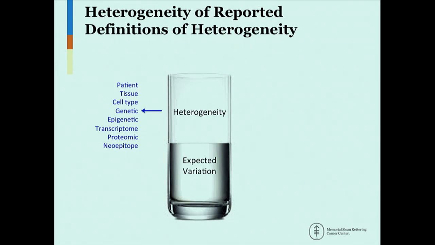So heterogeneity, that could be within the patient, across patients. It could be the tissue type of origin. It could be the cell type of origin. It could be genetic heterogeneity, epigenetic, transcriptomic, neoepitopes. You see, there's many ways of heterogeneity.